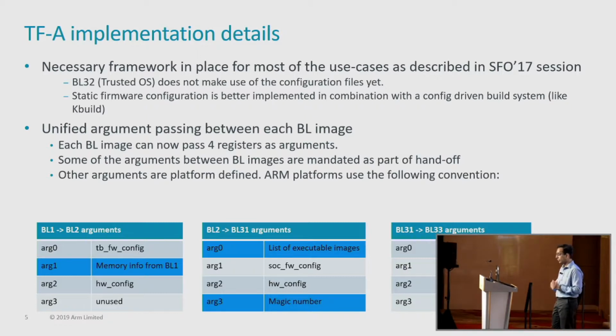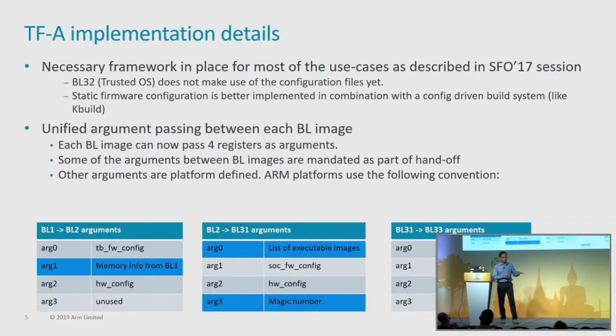So you can pass 4 registers as arguments now. Previously, we used to have a handoff interface. So in order to maintain compatibility, we've added the additional arguments around the previously existing handoff interface. The dark blue boxes show the existing handoff interface without dynamic config. And the light blue boxes show the additional information that's getting passed.